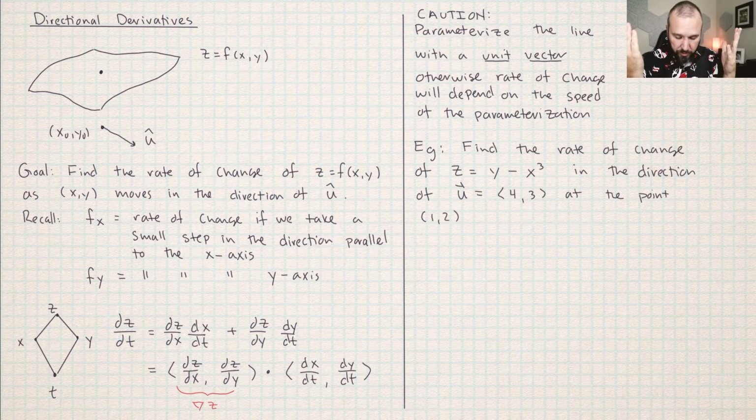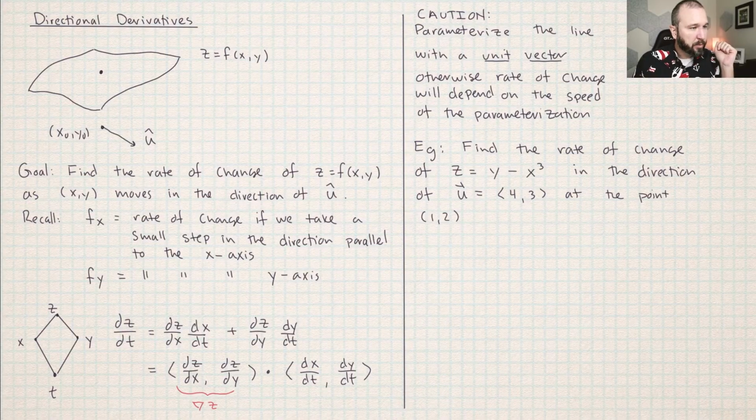All right, we're ready to do it. Let's go. I've made one up here. I've given us a surface, y minus x cubed. So we're somewhere on that surface above the point 1, 2 in the xy plane. And we're going to try to walk in this direction, 4, 3.